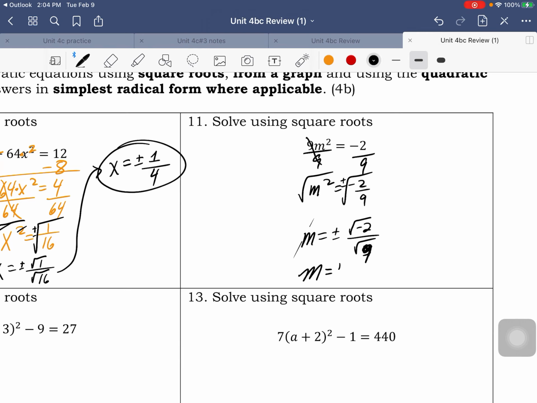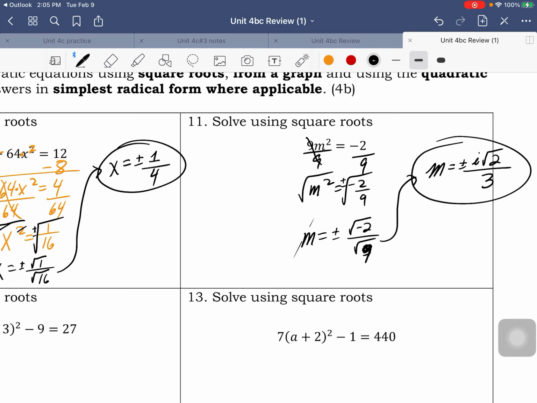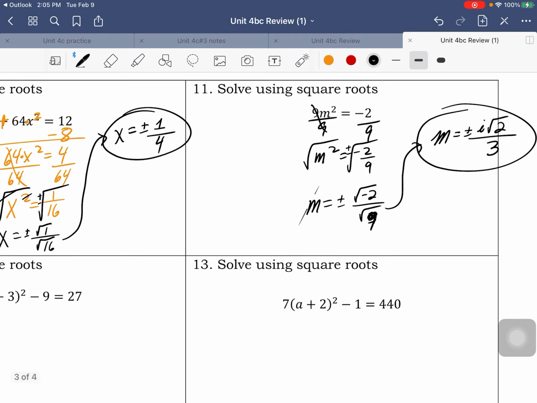So the numerator is going to be i. I'll write this over on the other side. The numerator is going to come out to be i square root of 2. The negative comes out as i, and the square root of 9 in the denominator is 3. And there are your two answers. You have a positive i square root of 2 over 3 and a negative i square root of 2 over 3.